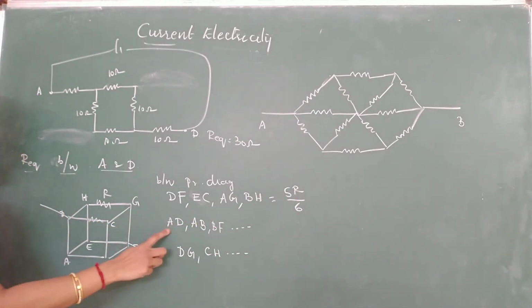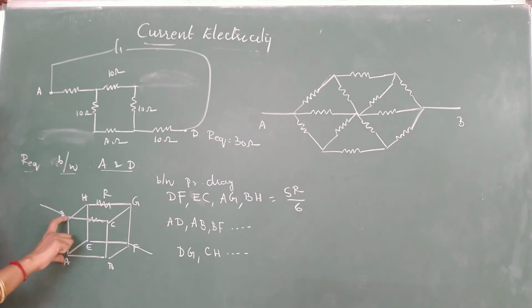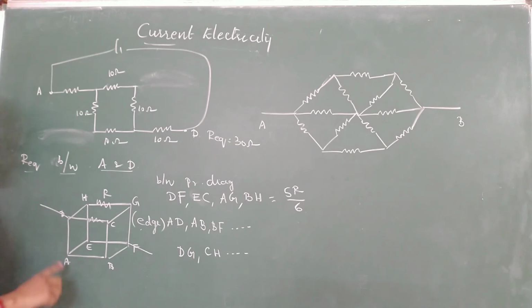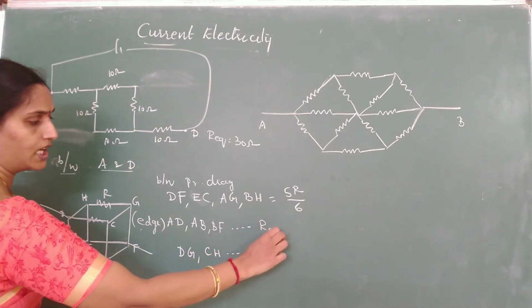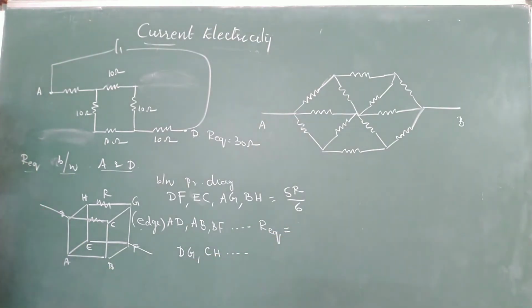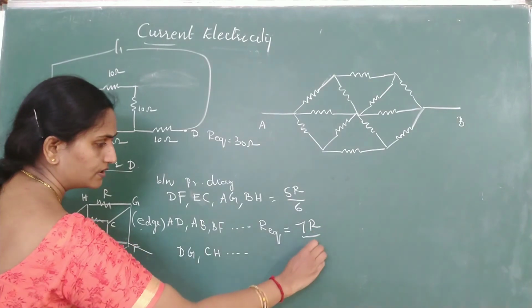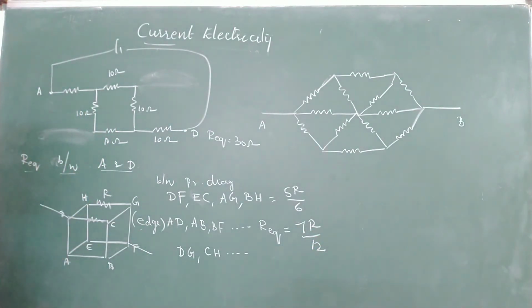Then come between A and D. A and D is one side of a cube. This is also one side. For all the edges of a cube, we have 12 such edges. I am not showing you the calculation. After simplifying, we will get the answer as R equivalent equal to, for one edge of a cube, 7R by 12. For capacitors, you will get the opposite. For resistors, it is 7R by 12.